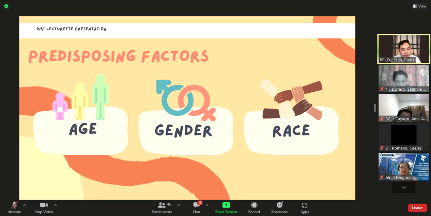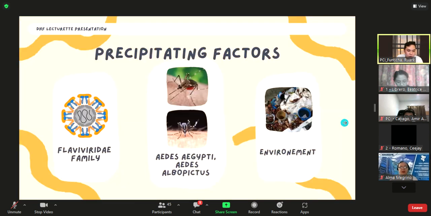And for the race, dengue is commonly found in tropical and subtropical countries. The ethnicities that are most seriously affected by dengue are Pacific Islanders, like Hawaiians and Samoans, Latin Americans, like Mexicans, and especially Southeast Asians such as Filipinos. So for the precipitating factors, Miss Blazel will report.